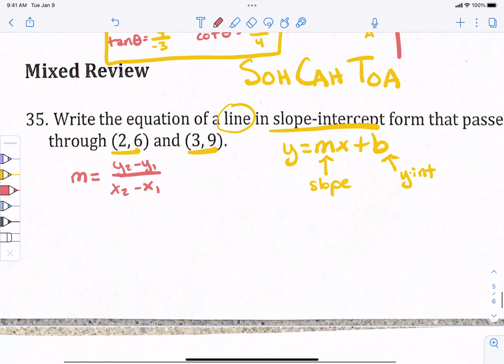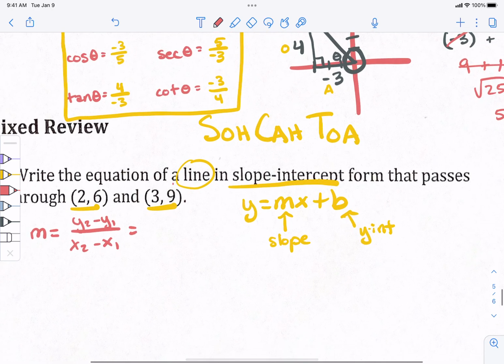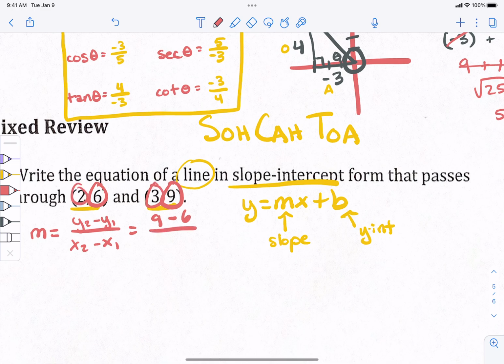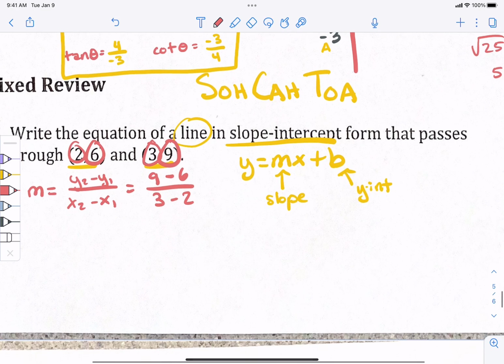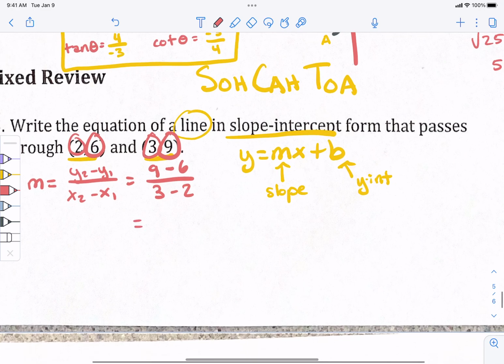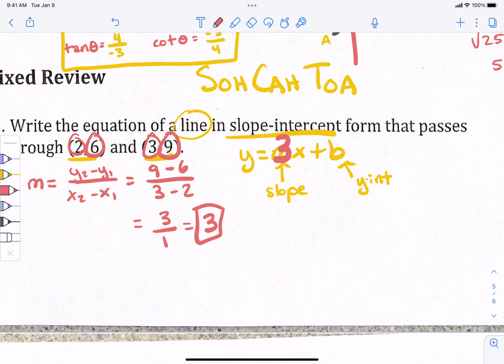So your second y-coordinate is this one, 9 minus 6 over 3 minus 2. And 9 minus 6 is 3, and 3 minus 2 is 1. So my slope is 3 over 1, or just 3, okay? So now, for my formula, I know that this spot is a 3. y equals 3x plus b. And then I need to find my b, okay?